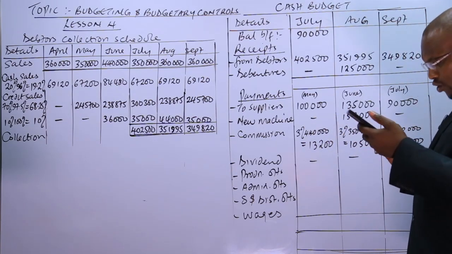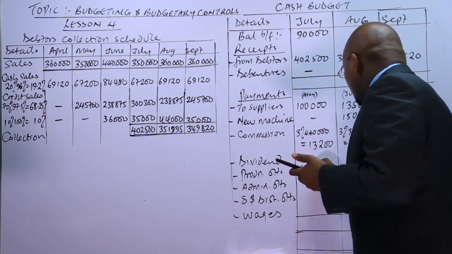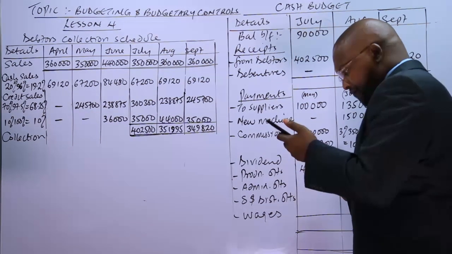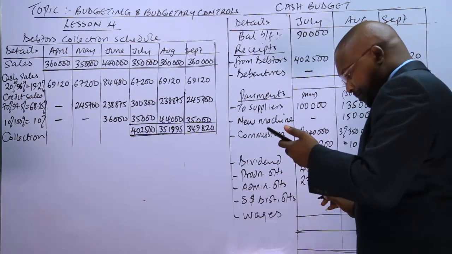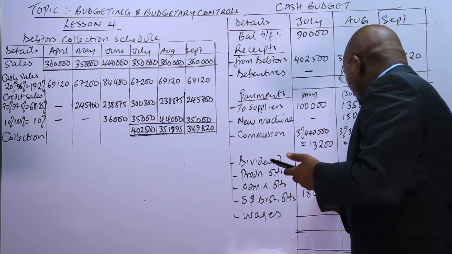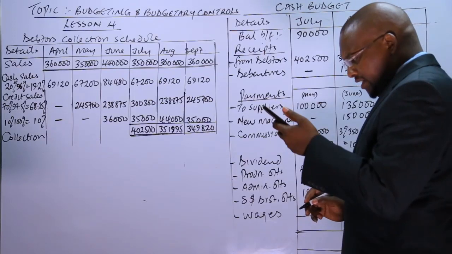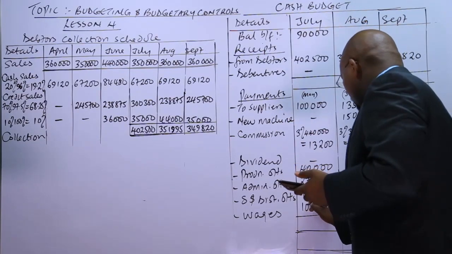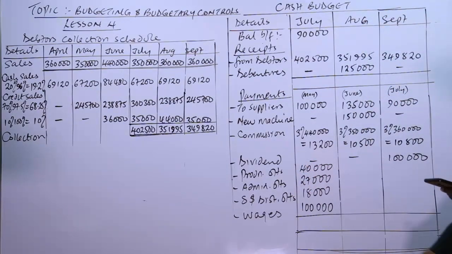So June, we just need to copy I have 40,000. I record it here. 40,000. I have 27,000. I copy there. 18,000. I copy here. And I have wages. Wages actually is 100,000. I copy here. All these are expenses of June. We record them in July because we are paying them 1 month after.